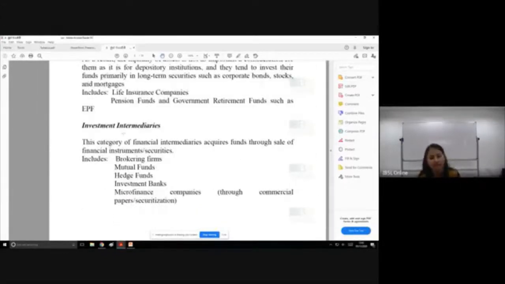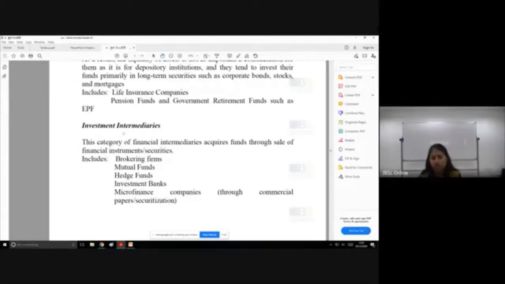Investment intermediary. Now this intermediary acquires funds through the sale of financial instruments and securities. They don't accept deposits. They don't have any contractual savings. What they would merely do is sell the financial instruments and earn a commission. Now think about the brokering firms, mutual funds, unit trusts, certain investment banks.